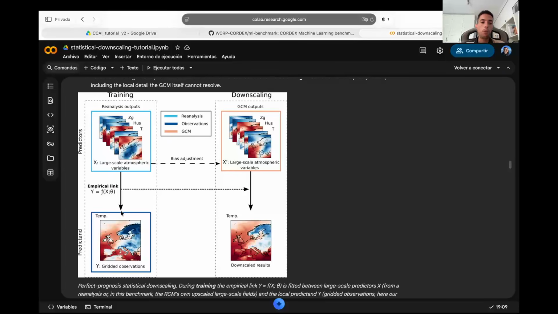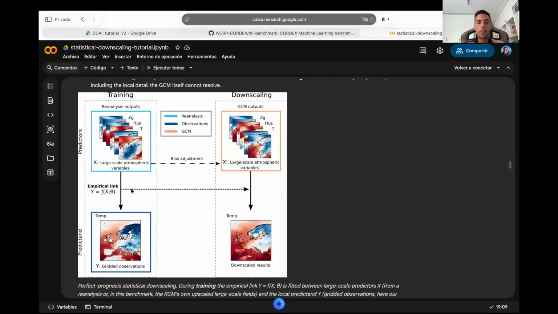If I'm able to have a model that learns this relationship, what I can do is, instead of passing these variables, because with perfect prognosis, this model is learned by relying on observational datasets.